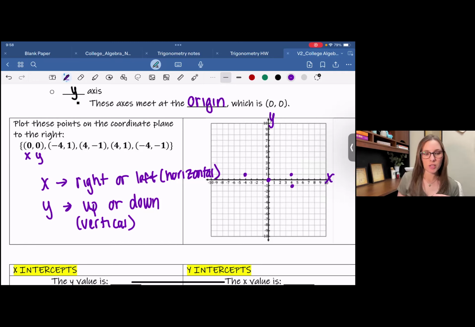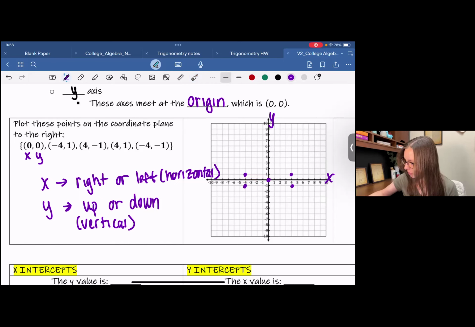So you can see here I have some of the points plotted. -4, 1 means we go left 4, up 1. So we walk in the door, that's the origin. We turn left, we go down the hallway 4 feet, whatever, I don't know, and then up the elevator 1 floor. Okay, 4, -1 means we go right 4, down 1. 4, 1 means we go right 4, up 1. And then -4, -1 means we go left 4, down 1. And that's where we put our point.